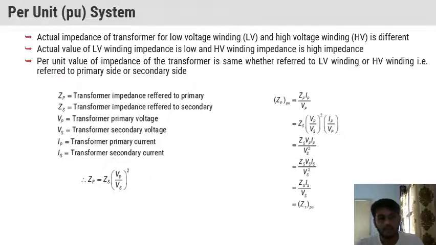ZP is the transformer impedance referred to primary, ZS is referred to secondary. These two are the voltages and these two are the currents of primary and secondary respectively. If you have this formula, ZP is equal to ZS times VP upon VS, and you use it for the per unit system, then what is the original formula of per unit impedance? Power divided by voltage.